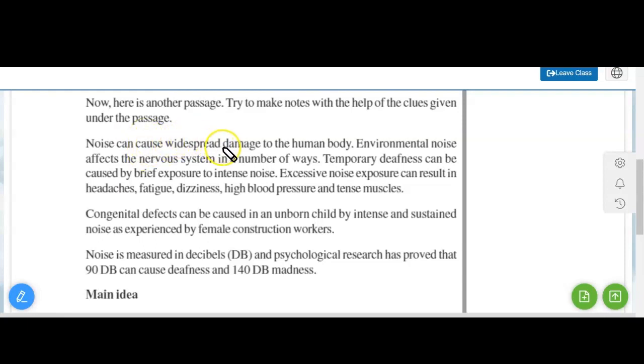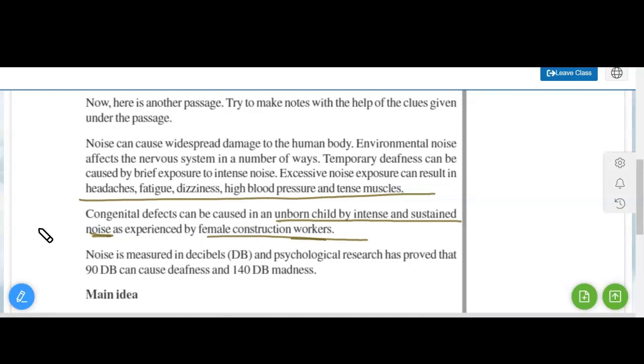Noise can cause widespread damage to the human body. Environmental noise affects the nervous system in a number of ways. Temporary deafness can be caused by brief exposure to intense noise. Then excessive noise exposure can result in headache, fatigue, dizziness, high blood pressure, and tense muscles. So these are the ill effects of excess noise. Congenital defects can be caused in an unborn child by intense and sustained noise experienced by female construction workers. So if these ladies are pregnant, this can also harm their unborn child.